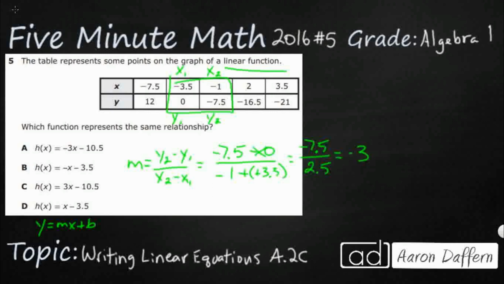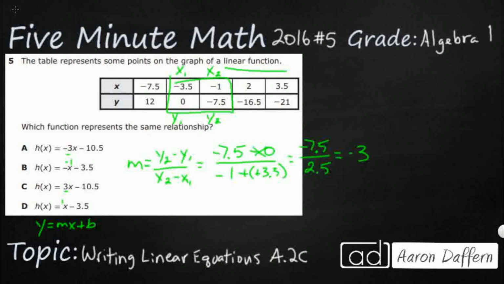So before we go any further, take a look at all of our slopes. I've got a negative 3. There's nothing there, so that's an implied negative 1. That's a positive 3, and there's nothing there, so that's an implied positive 1. So as long as I've got the slope, there's nothing I need to do. I've got the answer as A.